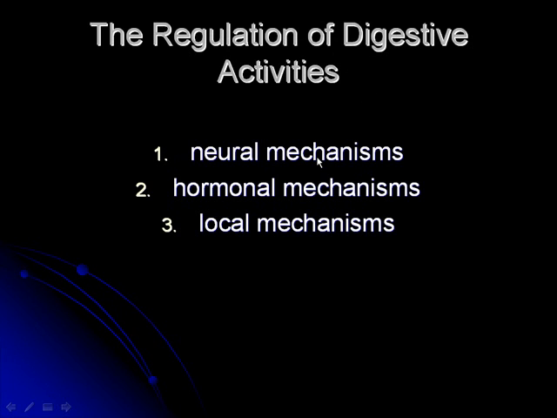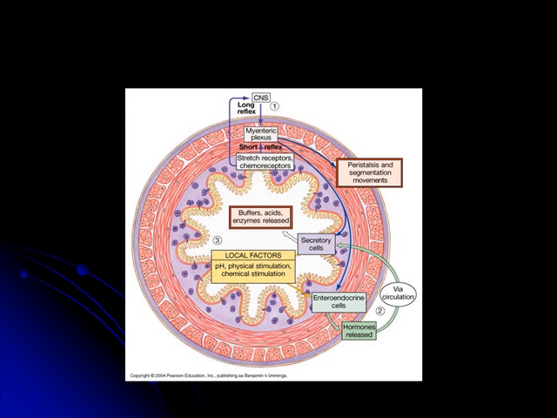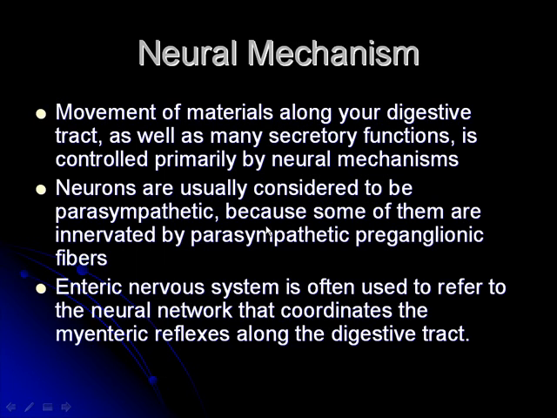Regulation of digestive activity involves three mechanisms: a neural mechanism, a hormonal mechanism, and a local mechanism. Each of these factors plays a significant role in the processing of food, both in mechanical stimulation of the muscle layers of the gastrointestinal tract and in the digestive processes of the gastrointestinal tract. When we look at the neural mechanisms, movement of material along the digestive tract, as well as many secretory functions, is controlled primarily by neural mechanisms.